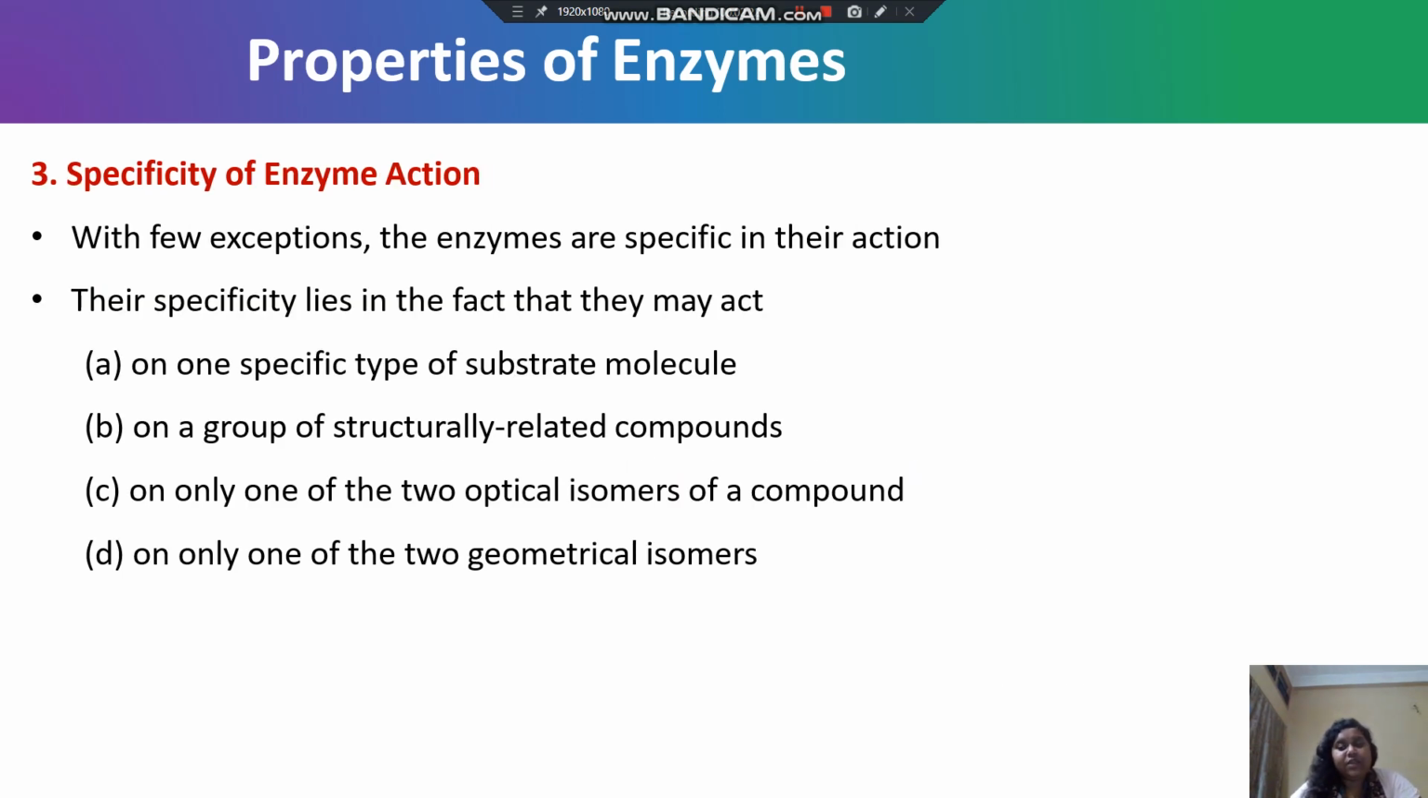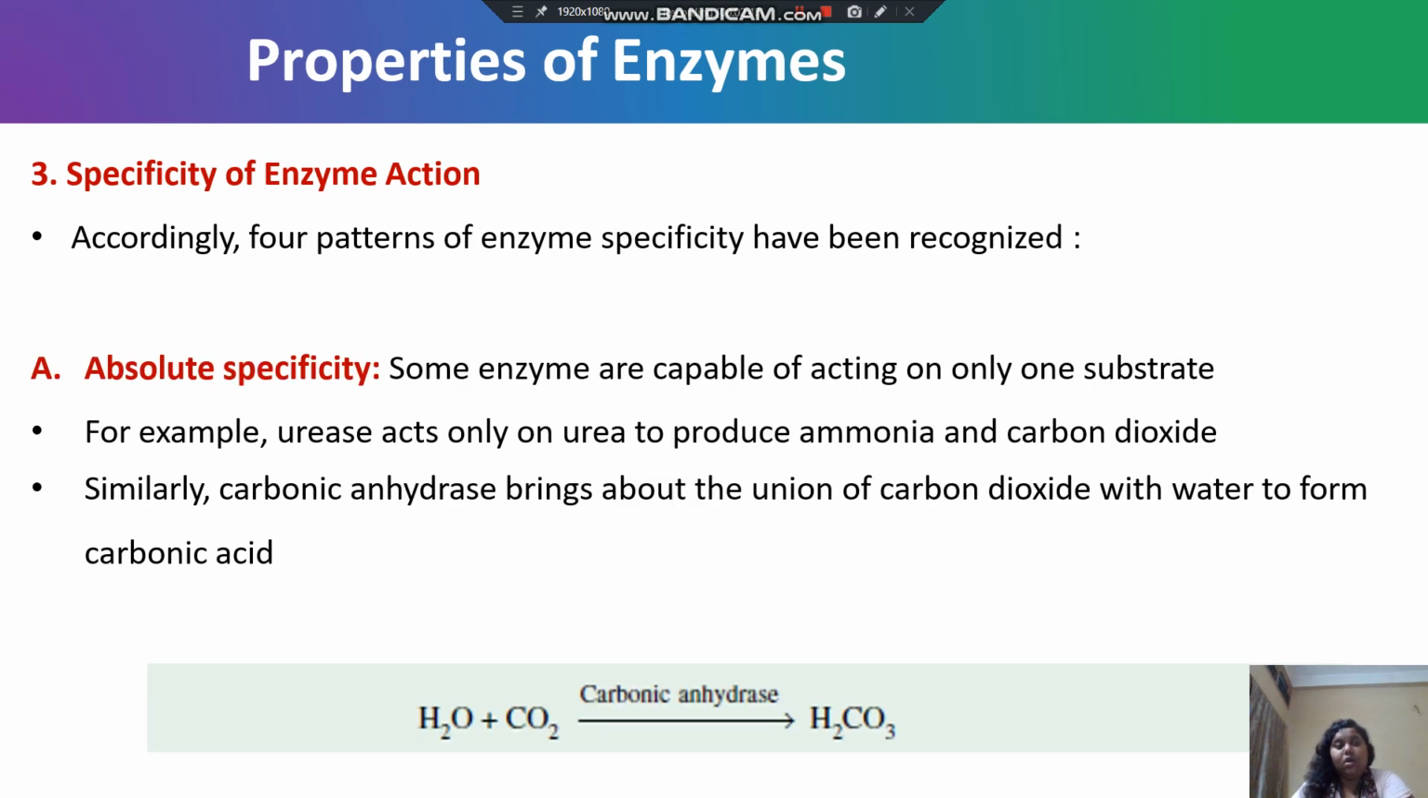The third one is the specificity of enzyme action. With few exceptions, the enzymes are specific in their action. Their specificity lies in the fact that they may act on one specific type of substrate molecule, on a group of structurally related compounds, on only one of the two optical isomers of a compound, or on only one of the two geometrical isomers. Accordingly, four patterns of enzyme specificity have been recognized.